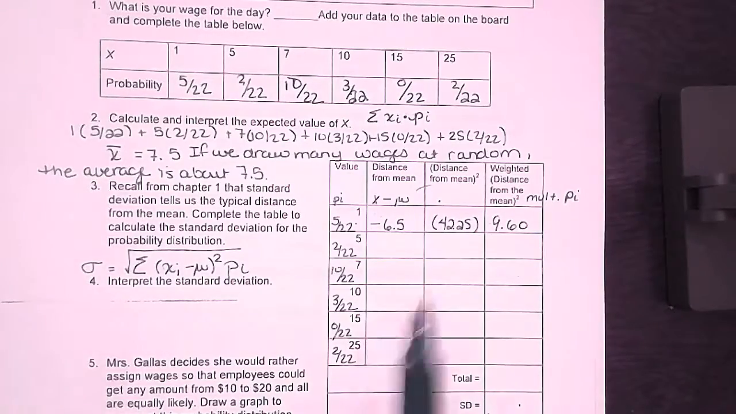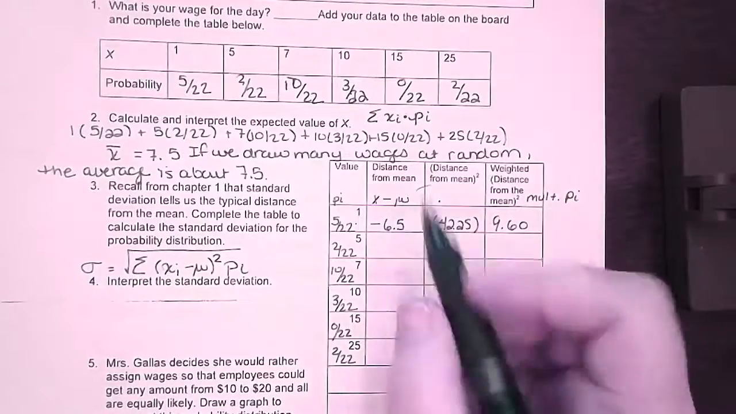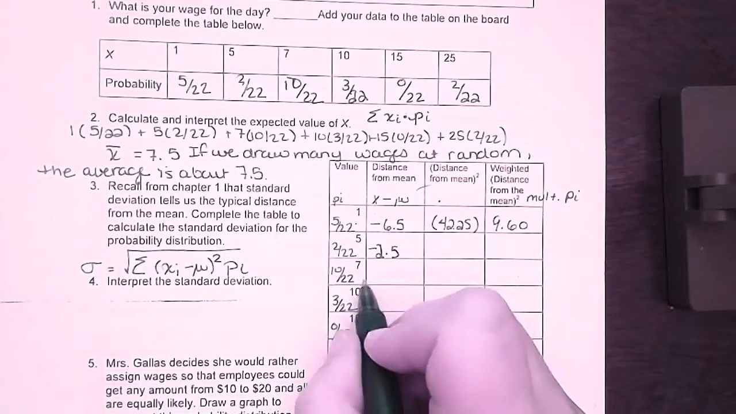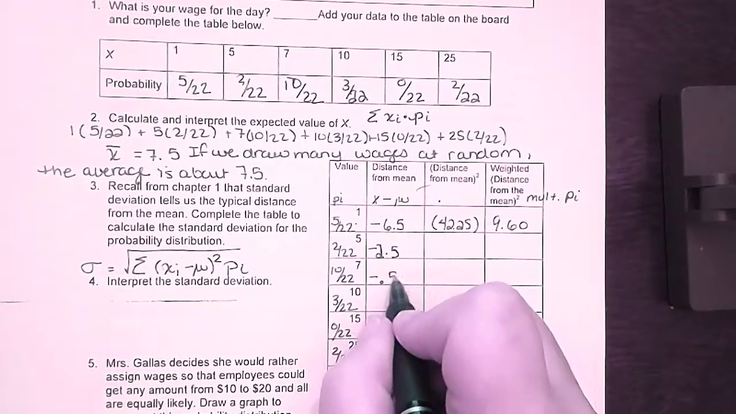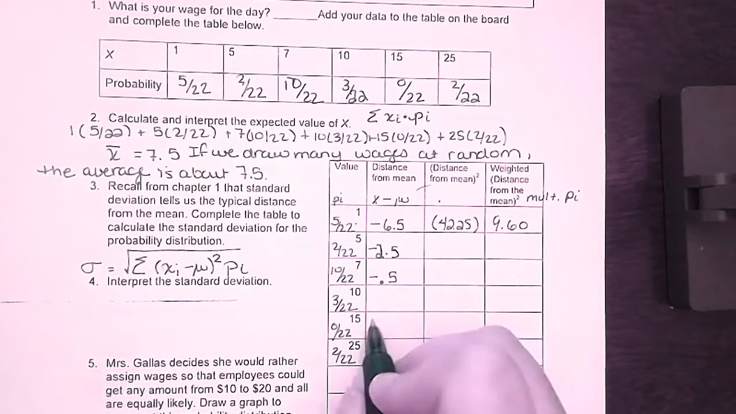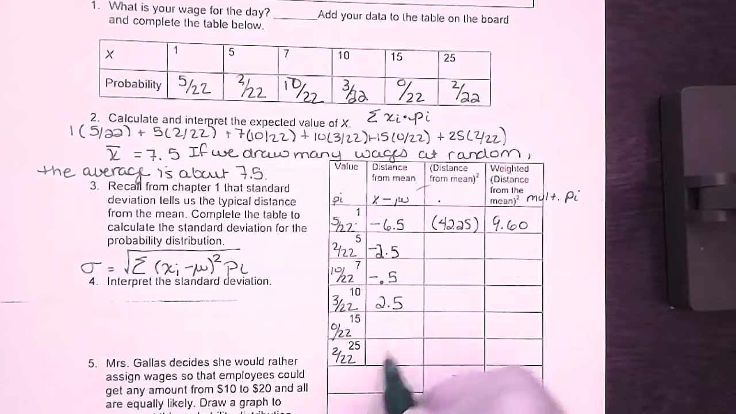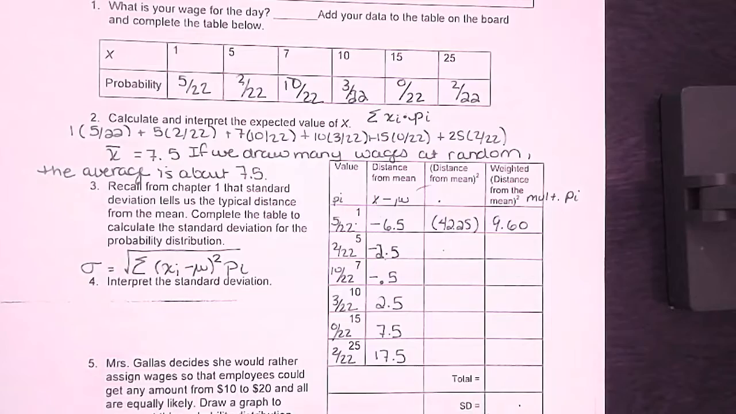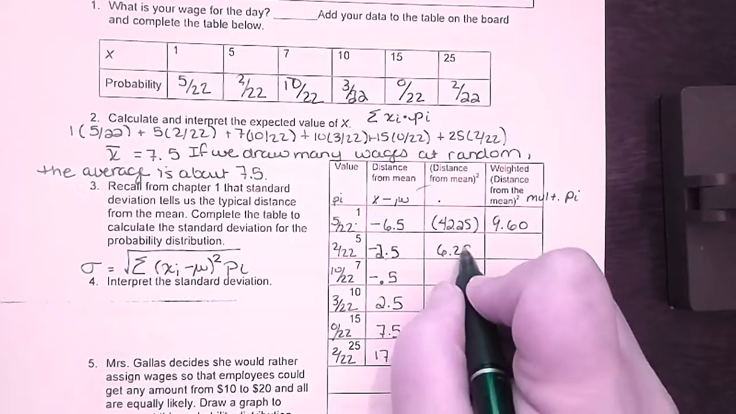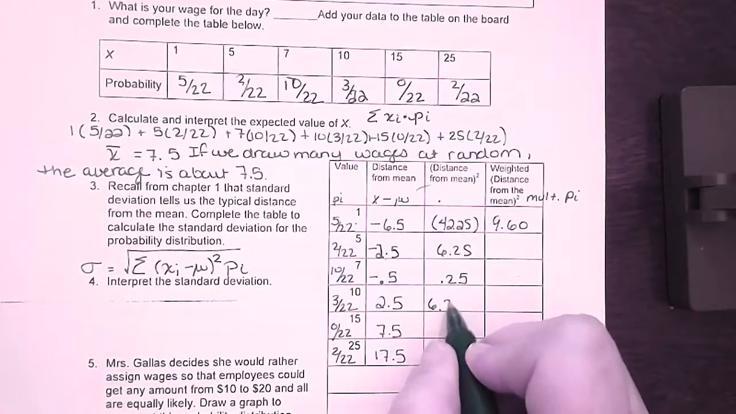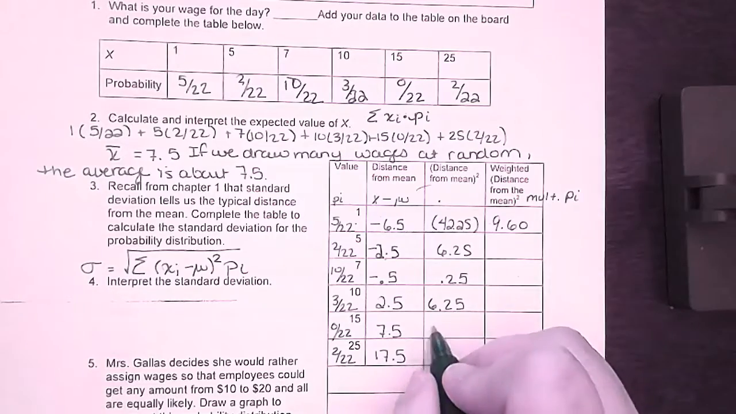Okay, so what I'm going to do is 5 minus 6.5, and I get negative 1.5, or I'm sorry, 2.5. And then 7 minus 7.5 is negative 0.5, and then 17.5 minus 7.5 is 10. Then I just square all these values. I get 6.25. Remember, they become positive no matter what because we're squaring them. A negative times a negative is a positive, and a positive times a positive is a positive.